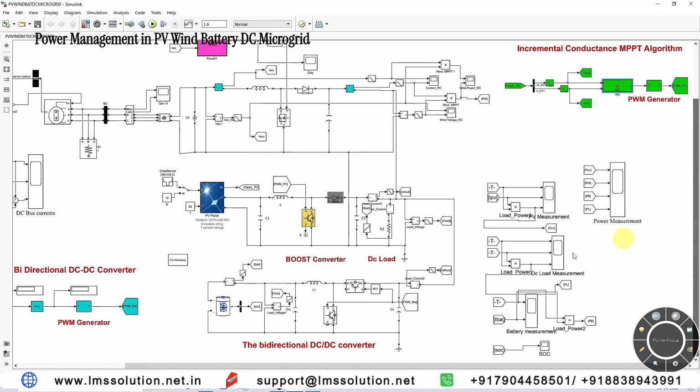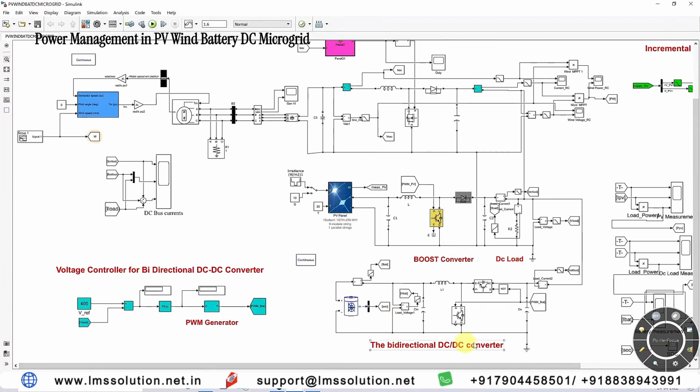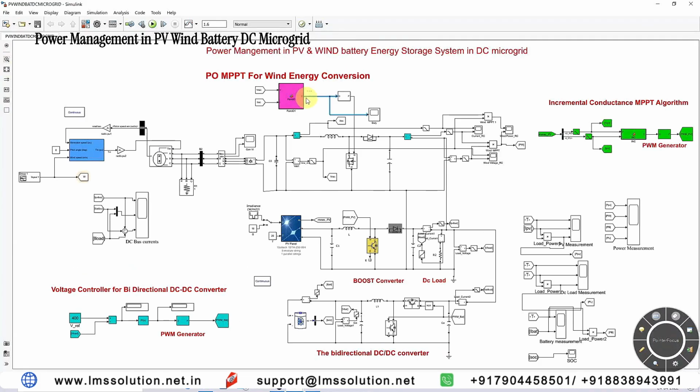Next, we need to control this bidirectional converter. Here we are going to apply the voltage control method. That means the DC bus voltage is going to be maintained at 400 volt. We measure the DC bus voltage and compare it with 400. The error is processed by a PI controller, which generates the duty cycle. The duty cycle is processed by a PWM generator, which generates the pulse. This pulse controls the IGBT in order to maintain 400 volt across this DC bus.